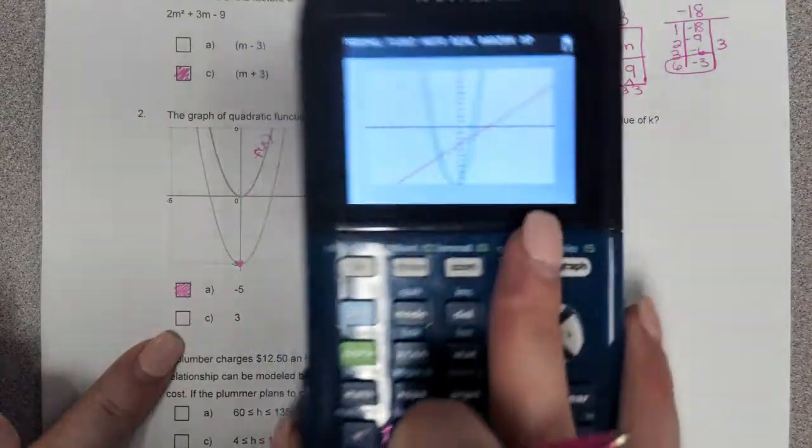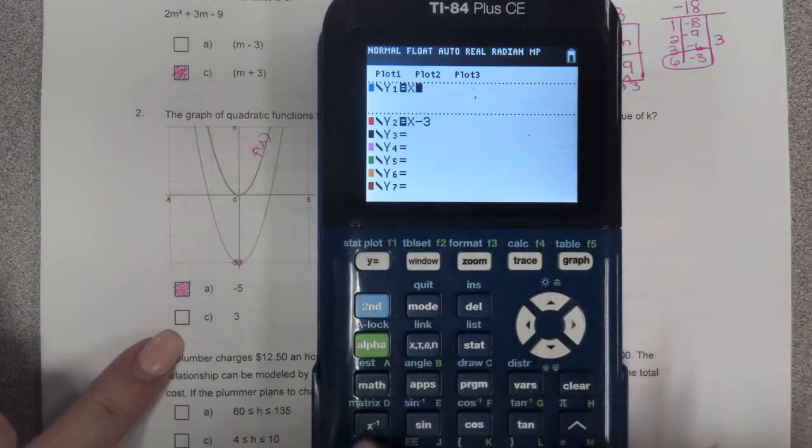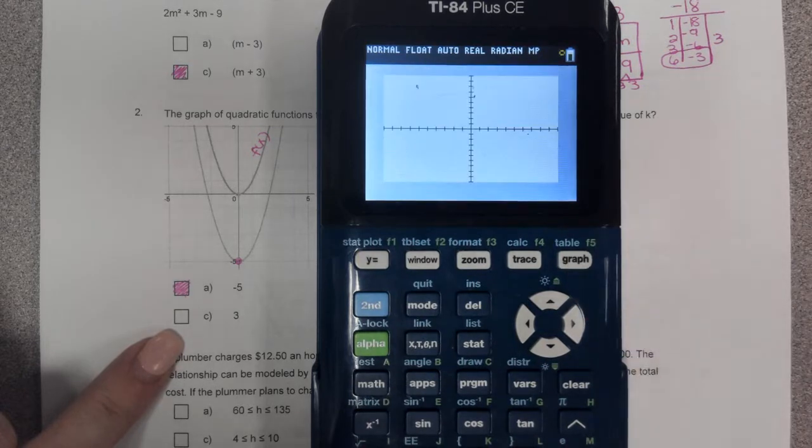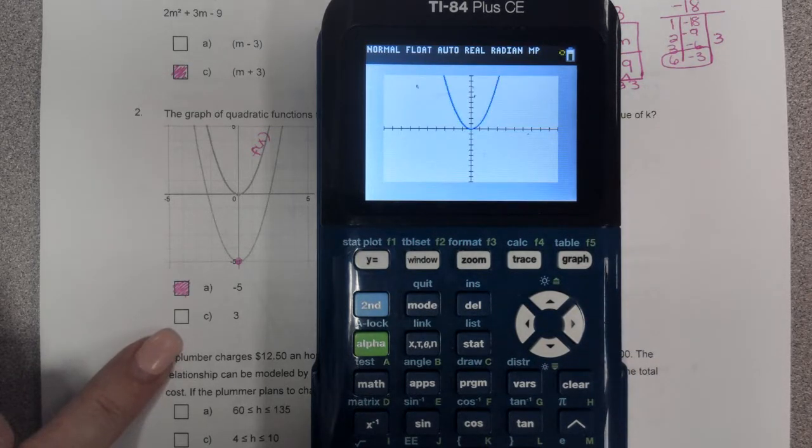You can check it by, they're telling us one of them is x squared. So if I have x squared minus 5, there's the original. There's your new one. Perfect.